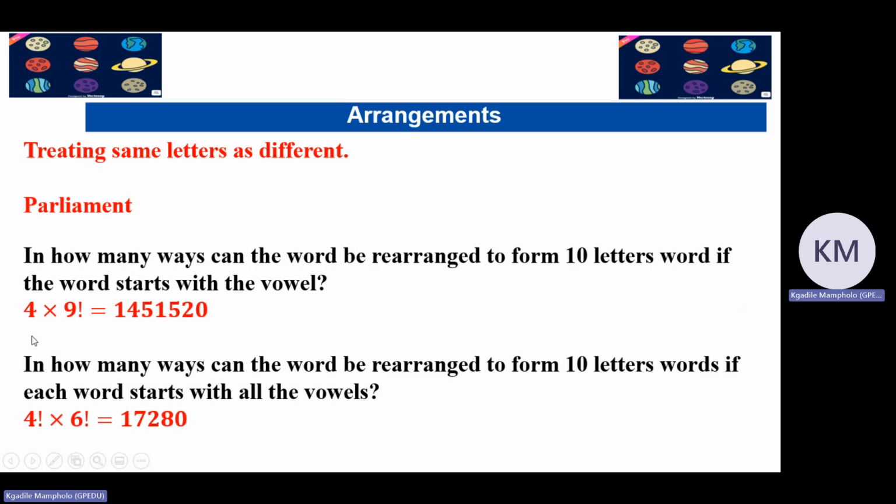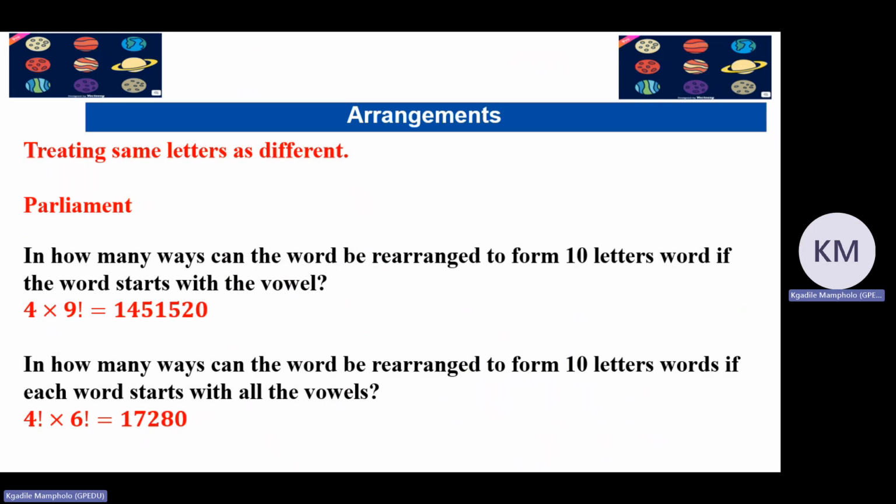Choose 1 vowel out of the possible 4, which is A, I, A, and E. Remember, we take same letters as different. So then it will be 4 times 9 factorial. It's not 4 times 6. No, it's 4 times 9 because we are not saying 4 vowels should be at the beginning. We say 1 vowel should be at the beginning.